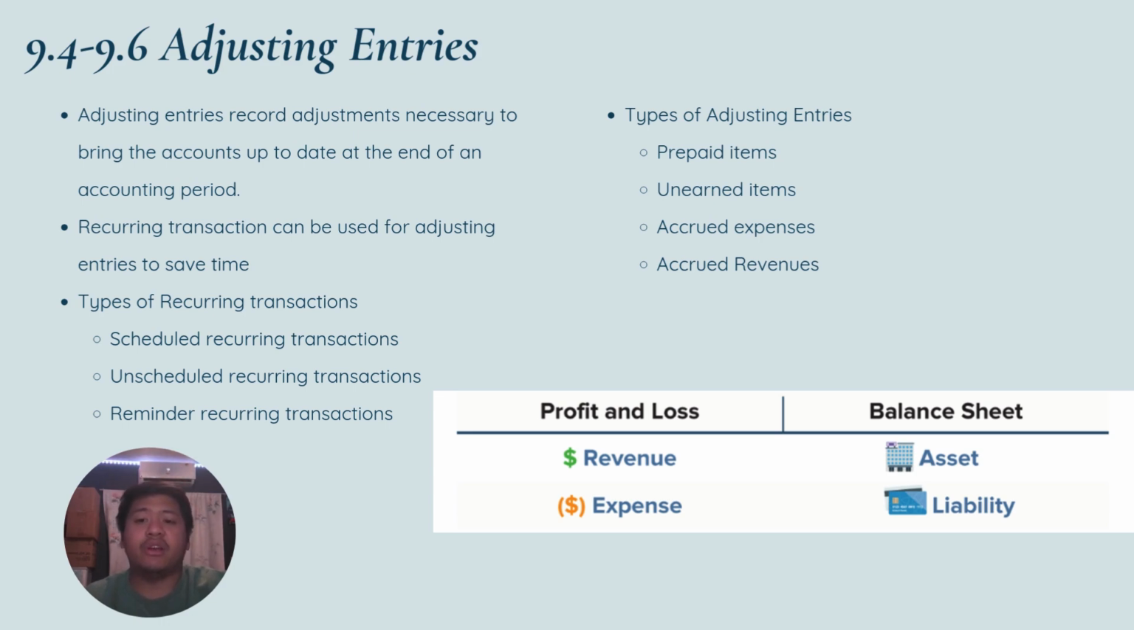Adjusting entries usually affect both the profit and loss accounts, also known as the revenues and expenses, and the balance sheet accounts. In this instance, it would be the assets and liabilities.